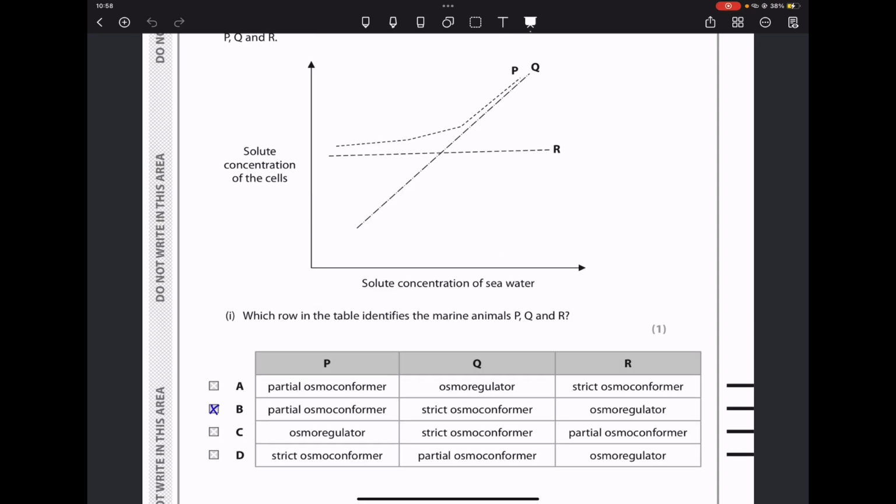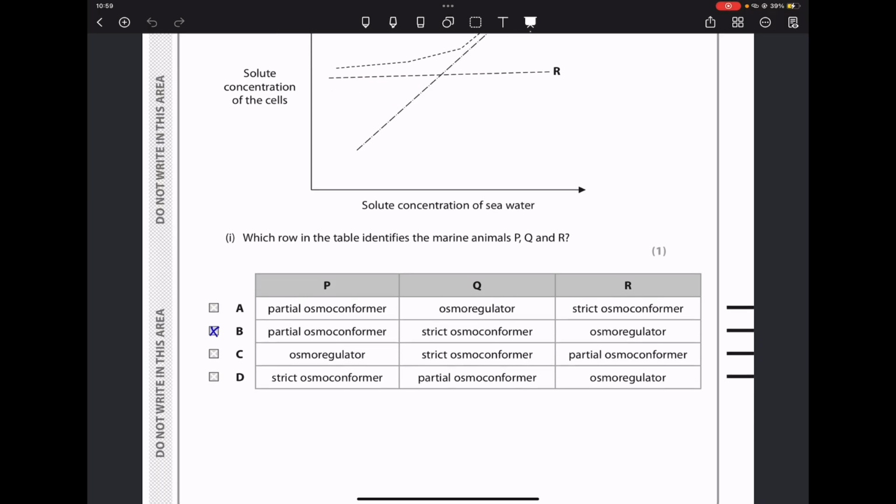P is going to be partial because you can see it has the ability to control a little bit in the beginning, but as the concentration increases, it cannot control that much. And then we see Q is going to be a strict osmoconformer because its concentration changes as the sea salt concentration changes, because they have a linear relationship from the beginning. And then R is going to be an osmoregulator because it ensures that its salt concentration remains the same no matter how the solute concentration of the seawater changes.